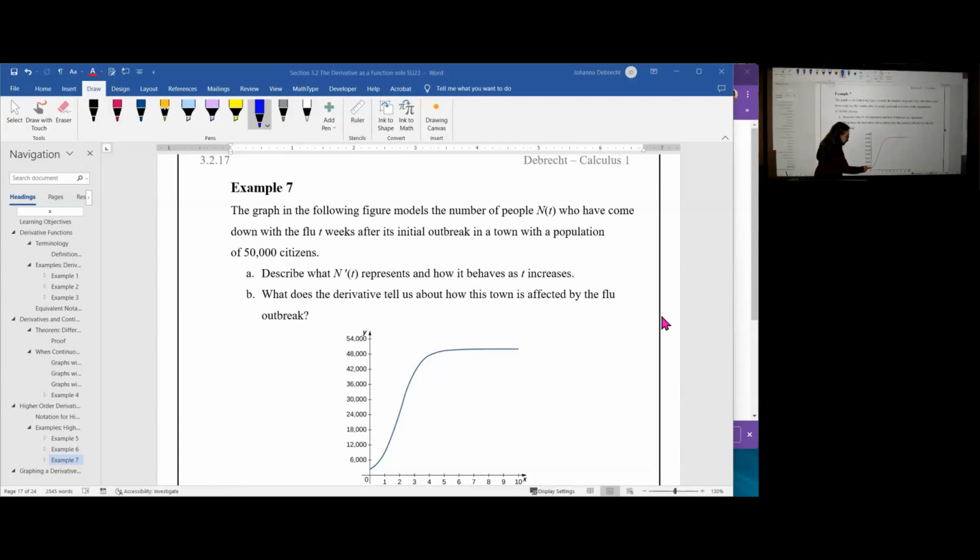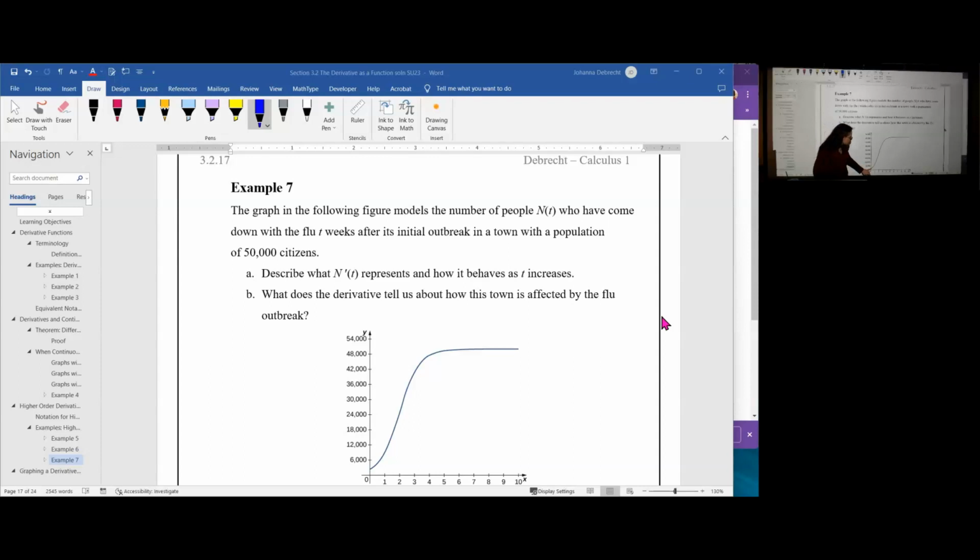A small number of people came down with the flu. If we think of the derivative as the slope of the tangent line, what that's telling us about is the change in the number of people with the flu with respect to time. In other words, the derivative represents how fast this flu is spreading.